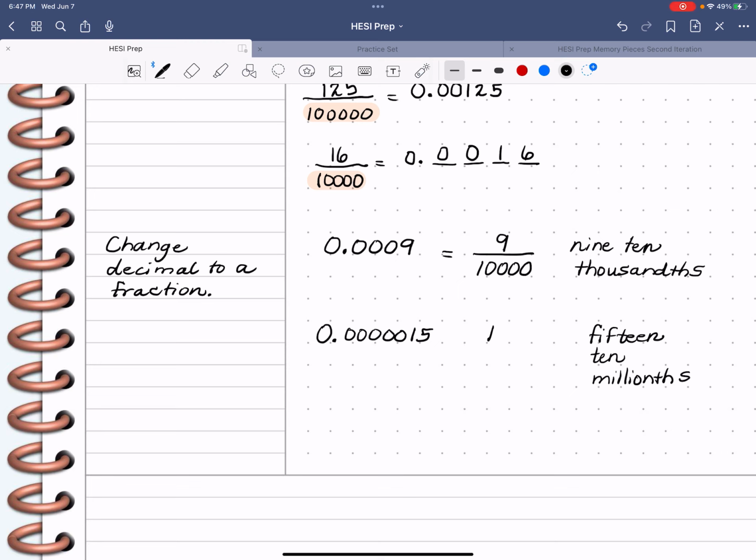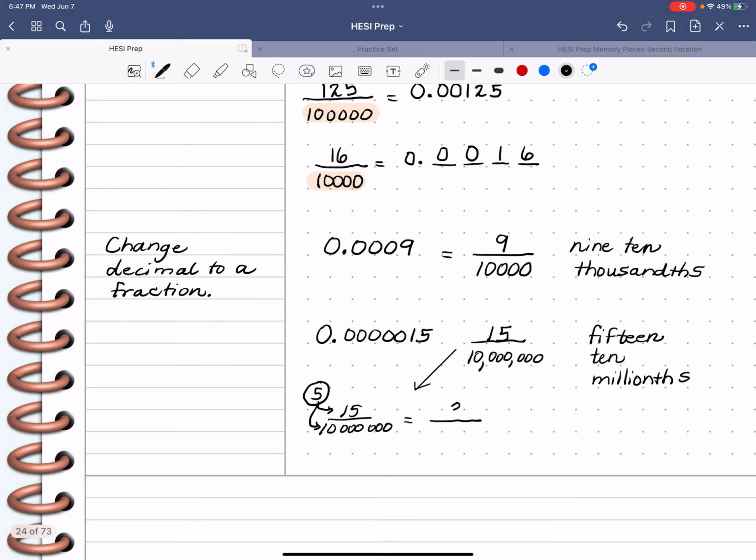And as a fraction, which is what we want, it's 15 over 10 million. And that one will simplify. Now your calculator will help you here. So we want to reduce 15 10 millionths. I know a 5 is going to work. The 15 might, but I know the 5 will. So let's just go ahead and do that one.